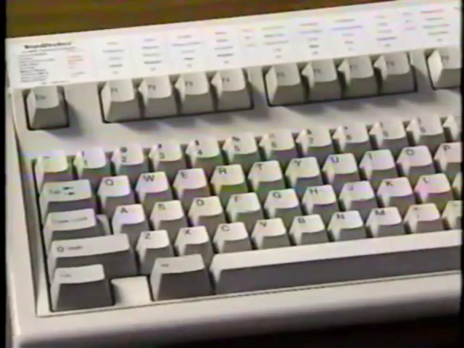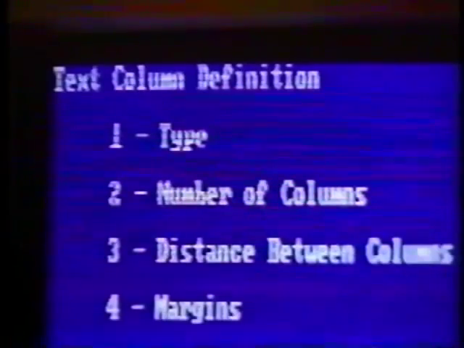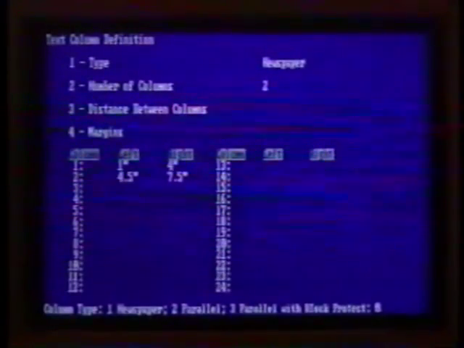Alt F7 takes you into the Math column menu. Choose option 1 for columns, then 3 for define. At the text column definition menu, select 1, and you see 3 options: newspaper, parallel, and parallel with block protect. The newspaper option would give you columns that snake from the bottom to the top of a whole page. You might choose this option if you had very long articles, or if you were cutting and pasting after typing.